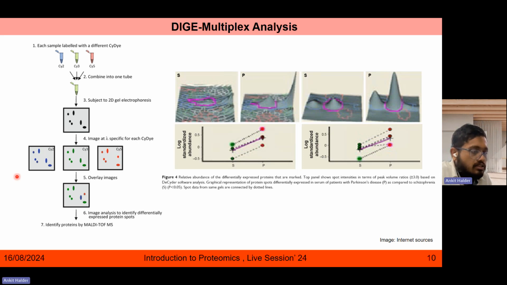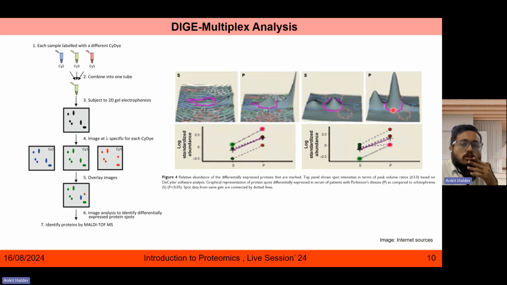The proteins that you are getting are differentially expressed, and if you want to identify and characterize those particular proteins, basically you can go ahead and do any kind of mass spectrometry based technique. So now you will be getting these kinds of images after overlaying and normalizing.